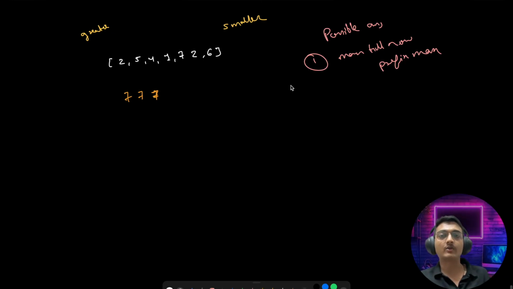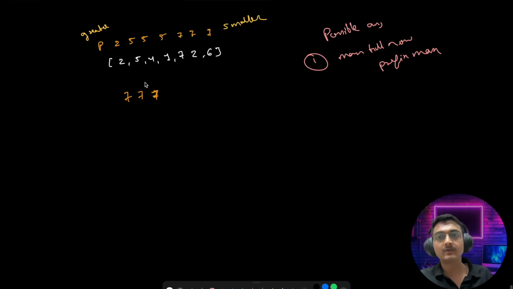Now let's talk about the exact solution. For that, let me write the prefix max and suffix minimum. If you don't know what it is, prefix max is basically I will calculate the prefix maximum like this. So the prefix max will be 2, then 5, then 5, then 5, then 7, then 7, then 7.